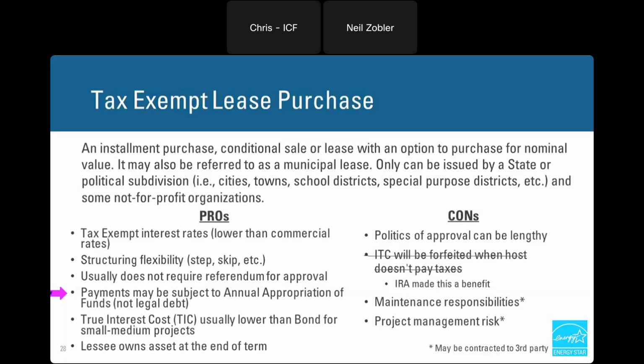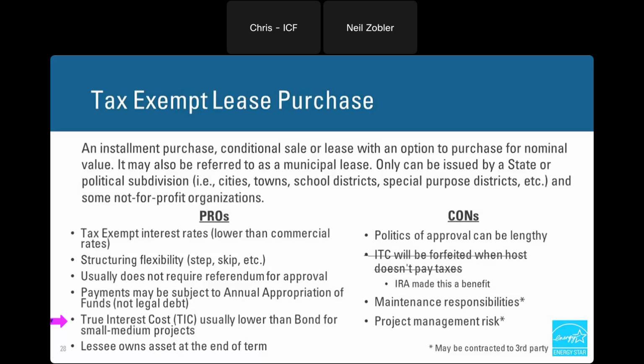Payments are usually subject to annual appropriation of funds. This is what makes it not legal debt. The language inside the loan agreement says if you do not allocate funds for this project next year, you don't have to keep on paying, which makes it legally not considered debt. That's the drill down. Interestingly enough, the true interest cost, TIC, is usually lower on this than it would be for a bond for small or medium-sized projects.